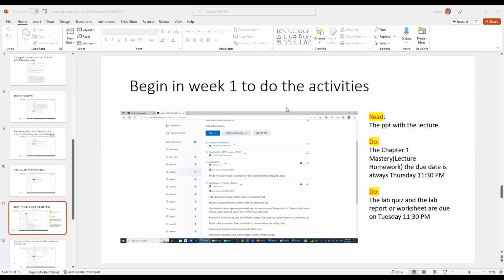In week number 1, you begin by reading the PowerPoint with the lecture. Then you try to do the lab quiz and the lab report or worksheet that is due on Tuesday, 11:30. And then the chapter mastery, that is a homework, that is due always on Thursday, 11:30 p.m.